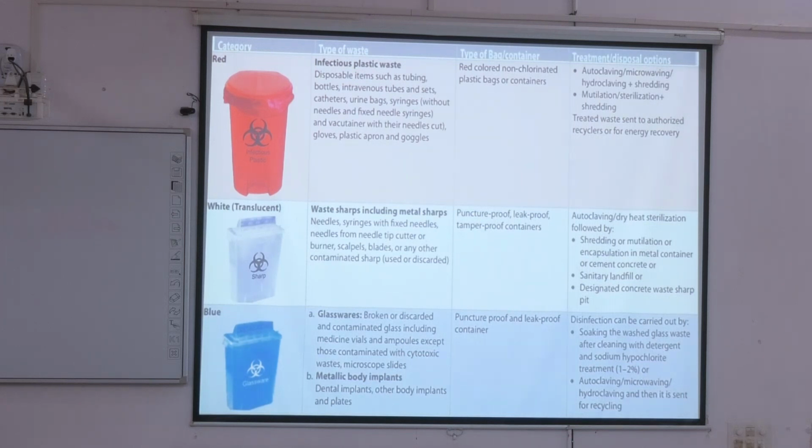Then blue will come: any metallic body implants go to the blue container, and any glassware, broken or discarded, like ampules or glasswares, comes under the blue container. And that can be recycled after autoclaving or any other treatment.